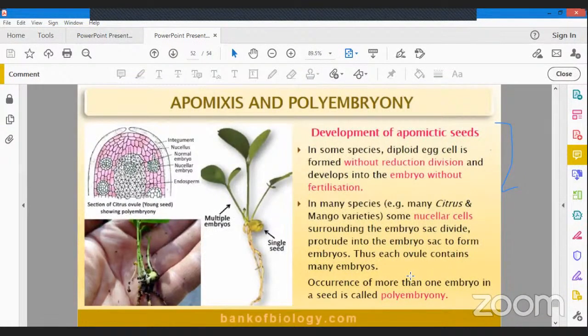So in many species, for example citrus and mango varieties, some nucellar cells surrounding the embryo sac protrude into the embryo sac and form embryos. Thus, each ovule contains many embryos. Such a condition is called polyembryony. That is, the occurrence of more than one embryo in a seed is called polyembryony. So the nucellar cells will divide and form embryos.